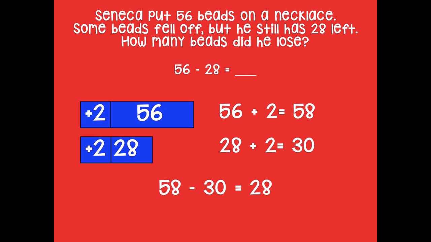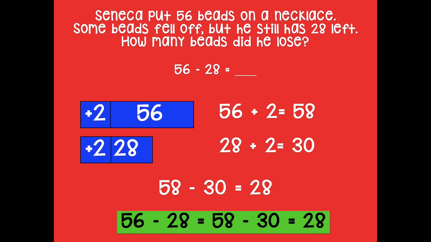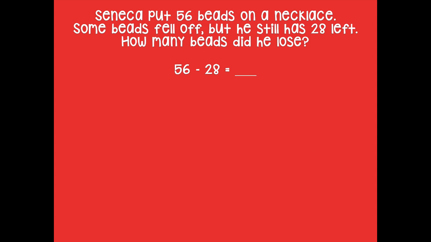So friends, just so you guys can see that this is the same problem. 56 minus 28 is the same or equal to 58 minus 30, which are both equal to 28. So the compensation strategy is a tricky one, but if you use this one and you got it, kudos to you, friends. If not, it's okay because there's lots of other strategies you can use as well.